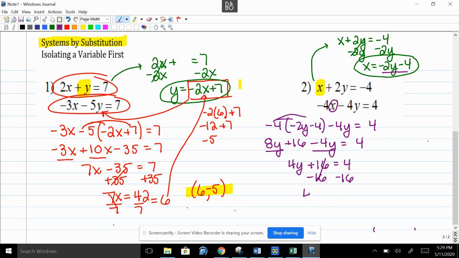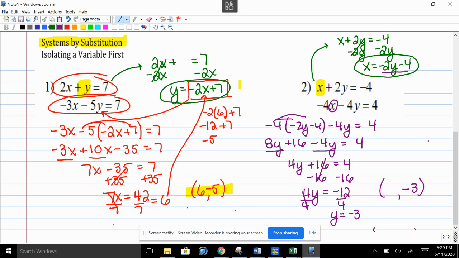Okay, so those will cancel. 4y is equal to negative 12. Divide both sides by 4. Y is equal to negative 3. So the y coordinate of your answer is negative 3.